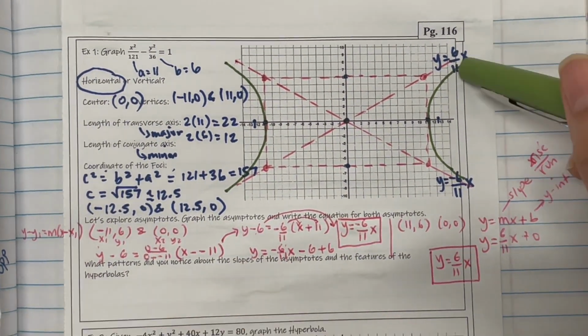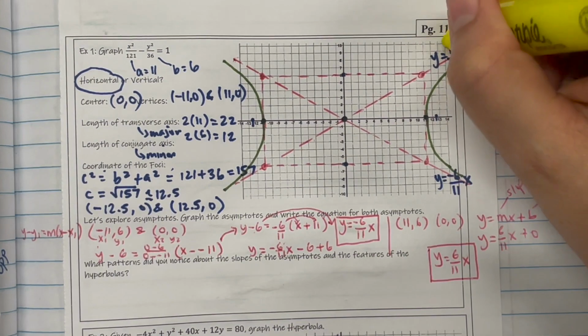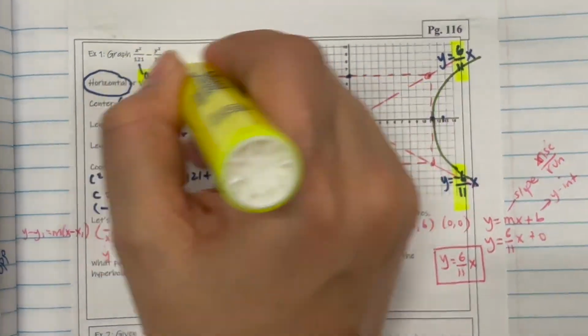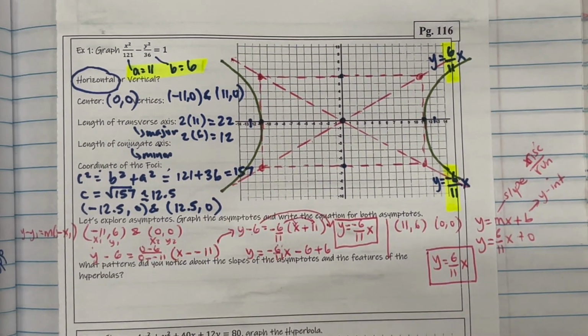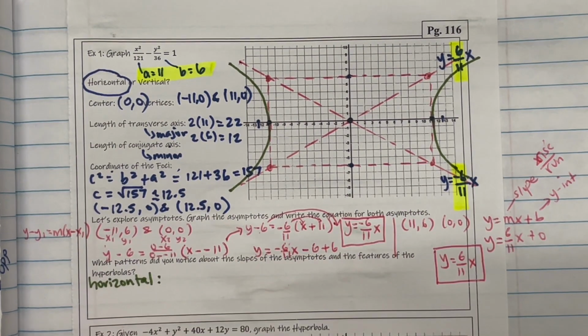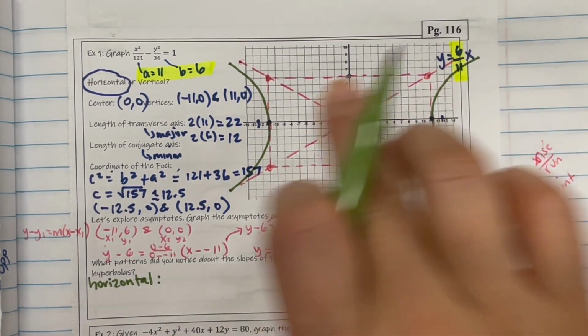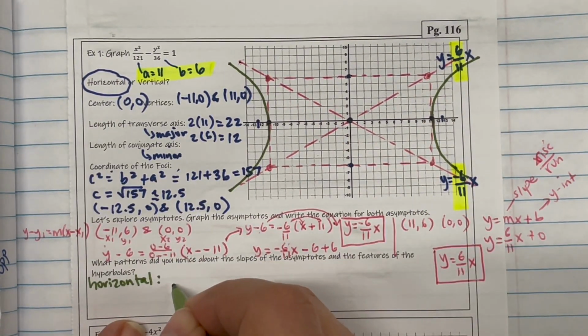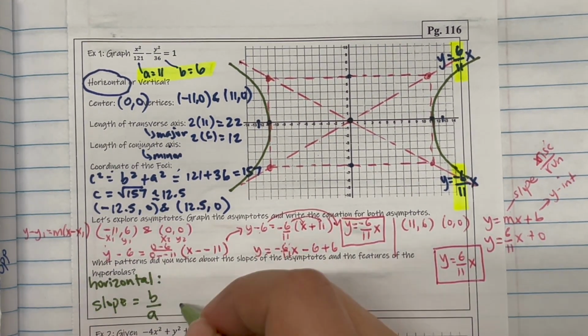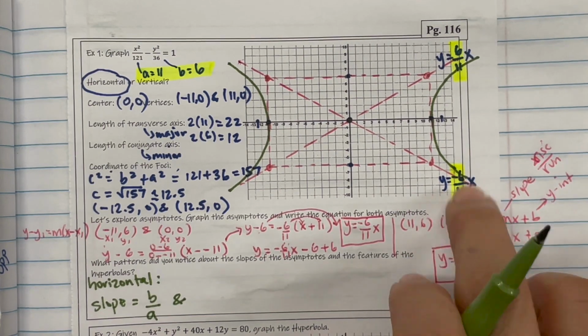Now, what do you notice about the pattern of the asymptotes? So let's look specifically at the slopes, 6 over 11 and minus 6 over 11. Obviously, the opposite of one another, but look at my a and b and compare them. So what do you see? All right, so we're going to write this down for the horizontal. What do you see about the slope? I see that the slope is b over a for one of the lines, and the other line is negative of that. So negative b over a.